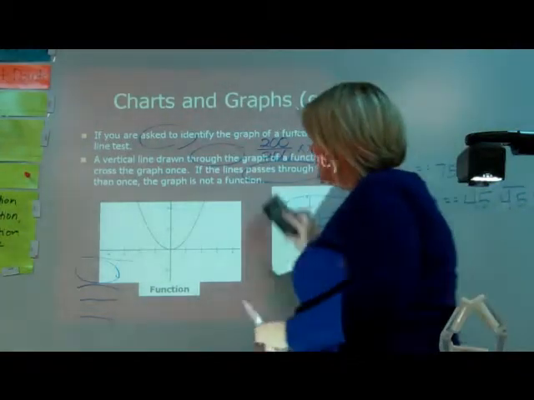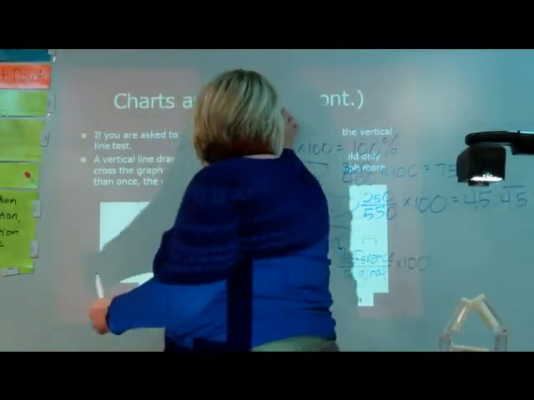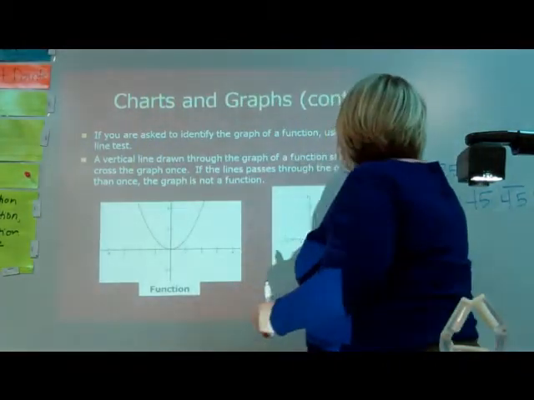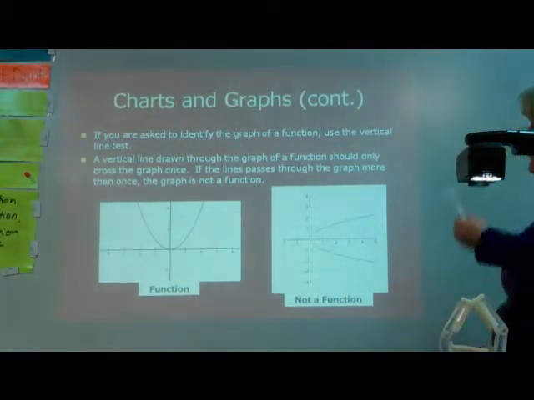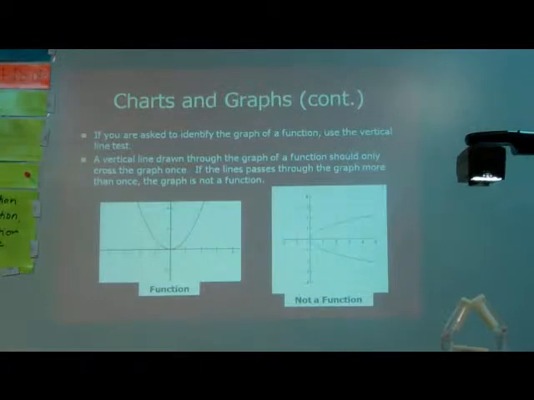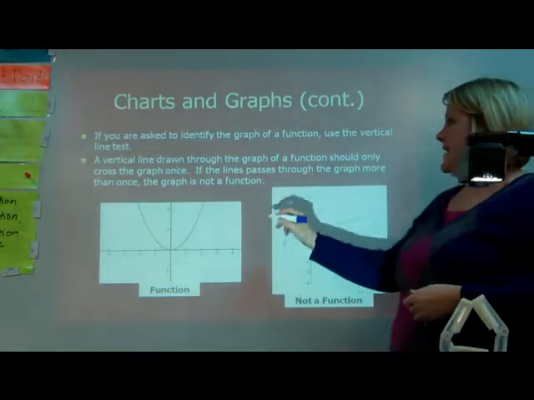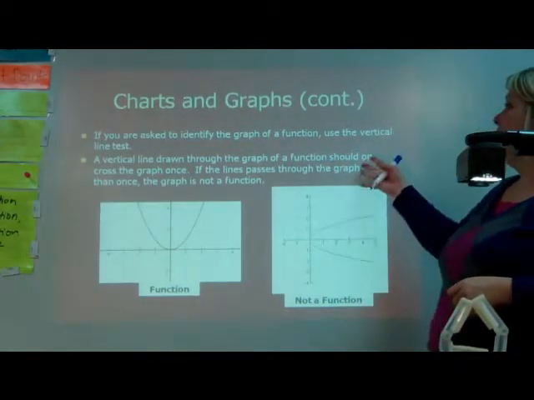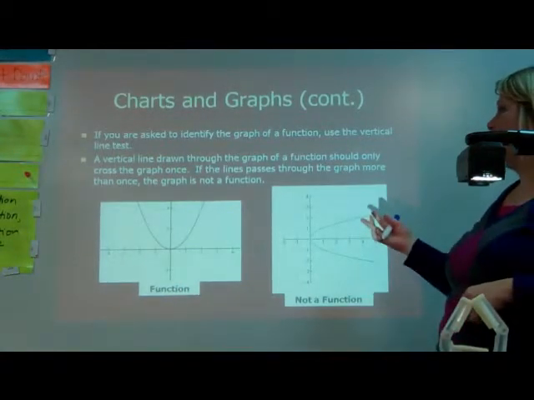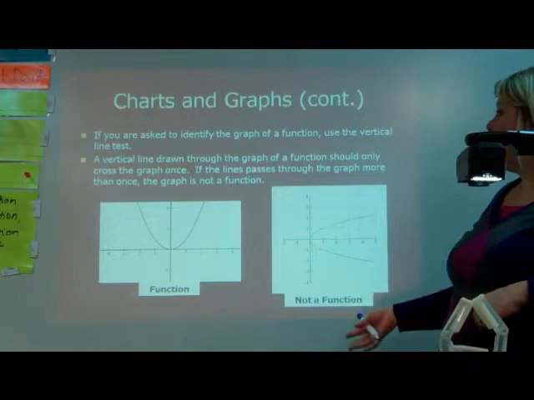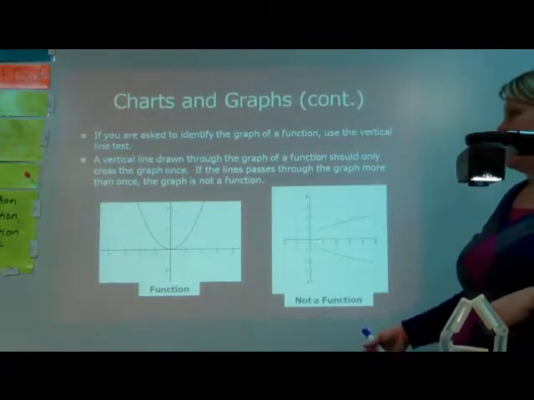Okay, graphs. This is the one part of the SAT that I think most people have the least amount of trouble with because this is most like what you do in school. If you're asked to identify the graph of a function, use the vertical line test, which says that a vertical line drawn through the graph of a function should only cross the graph once. If you draw a line and it passes through the graph more than once, it's not a function.